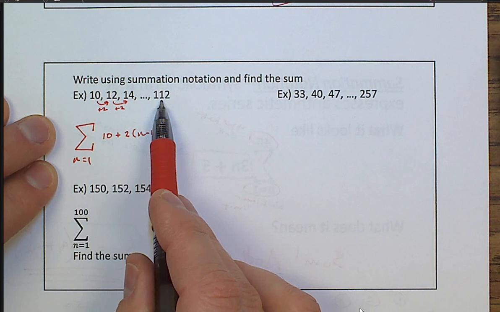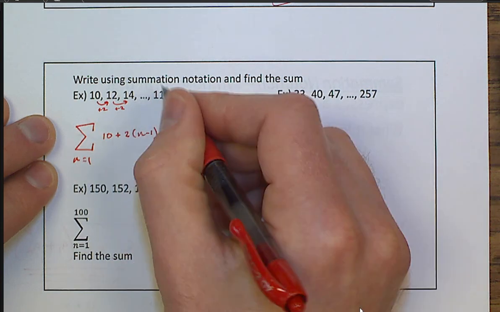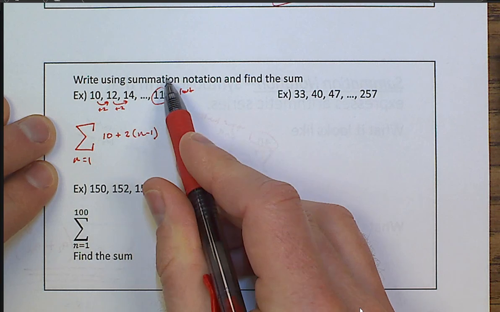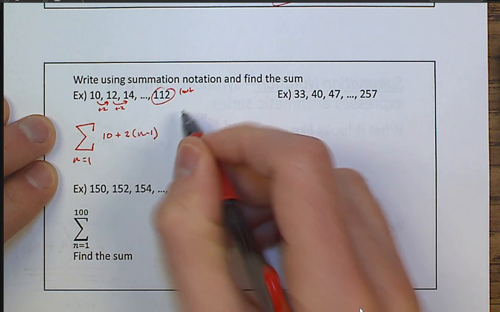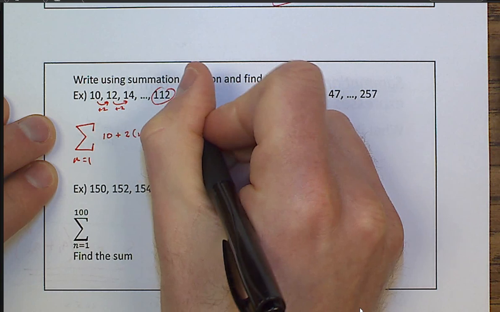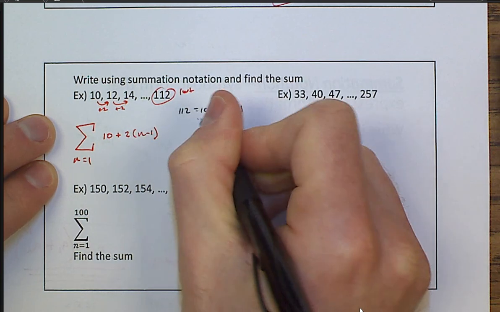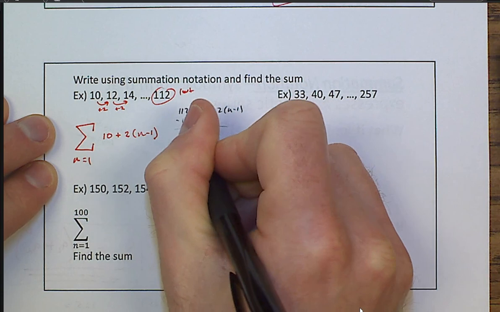If they ever give you the dot, dot, dot, comma, this number right here is your last term. We need to figure out what term number it is. So I'll do it in black ink. 112 equals 10 plus 2 times n minus 1. So subtract 10. I get 102 equals 2 times n minus 1.